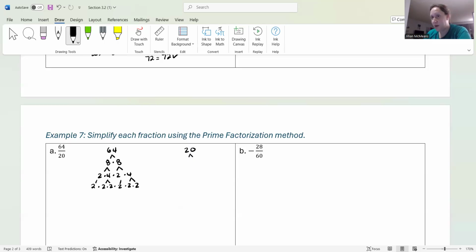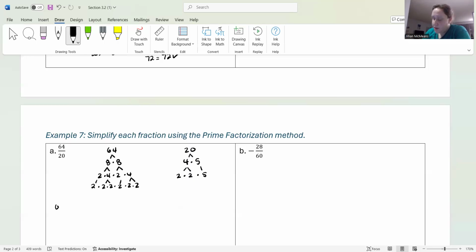And when you're simplifying fractions, you do not want to write it in exponential notation. Just leave it exactly as is. Now for 20, you could do 2 and 10, or you could do 4 and 5. I'm choosing to do 4 times 5. So 4 is not prime, so I need two branches coming out of the 4, each of 2. 5 is prime, so I just bring it down.